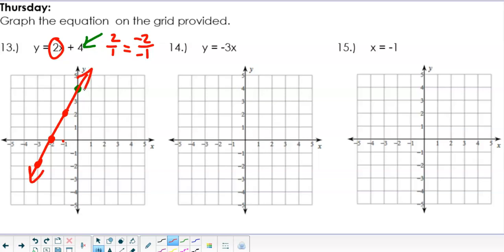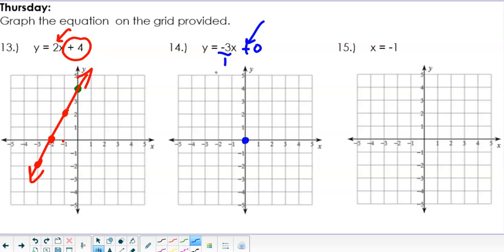And there's our equation. Now let's do a common sense check. Is the graph increasing positively? Yes. Is the graph crossing the y-axis at 4? Yes. Now for number 14. I need a y-intercept value, and if it's not there, then the only invisible addend is 0. So that means we cross the y-axis at 0.